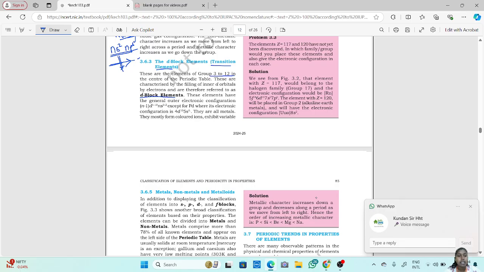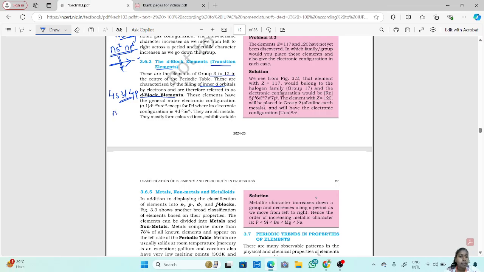Now these are characterized by the filling of inner d orbitals. Inner d orbitals means it is between 4s and 4p orbitals. So that's why it is known as inner d orbitals. Now these elements have the general outer electronic configuration of (n-1)d1 to 10 ns0 to 2. Now why n-1? Because it is in the fourth period, so n will be 4, but the orbital is 3d, that's why it is n-1.